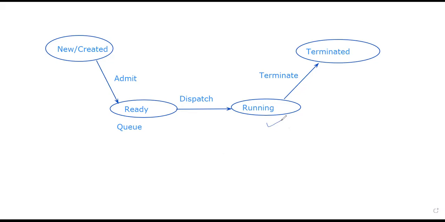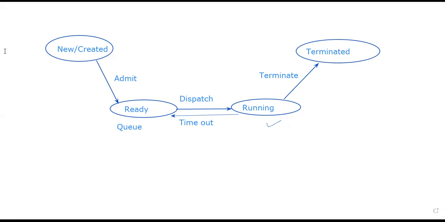So therefore we need to move that process from the running back to the ready state. This is because of the timeout. So we'll say this as timeout. So when a process is taking more time than the allocated time, it will be moved back to the ready state from the running state. That is timeout.